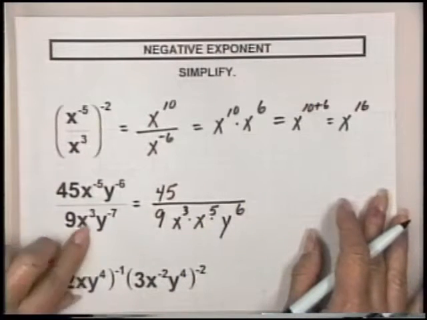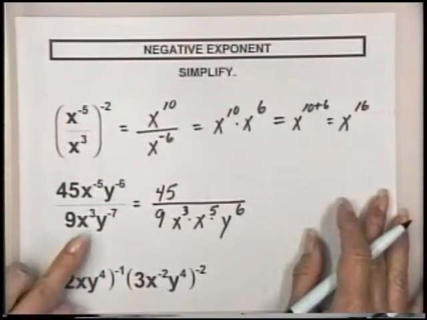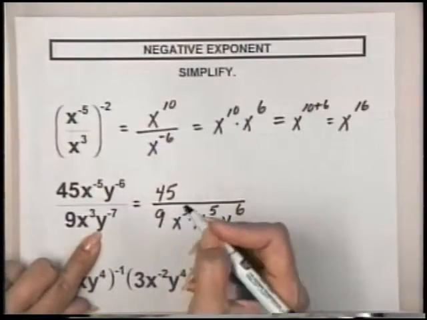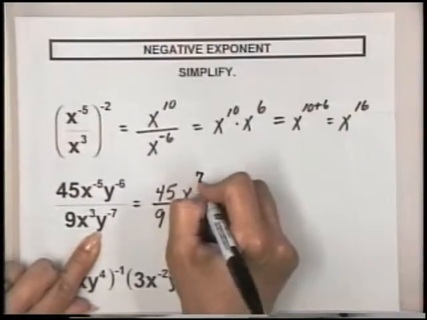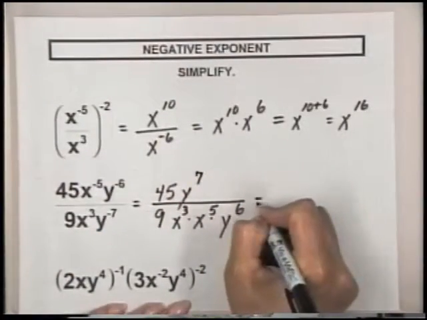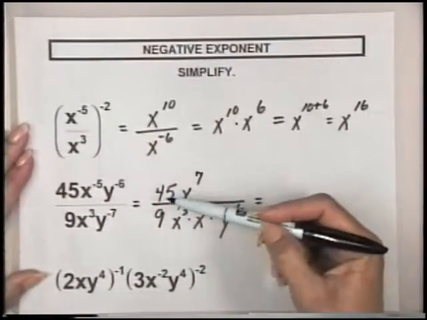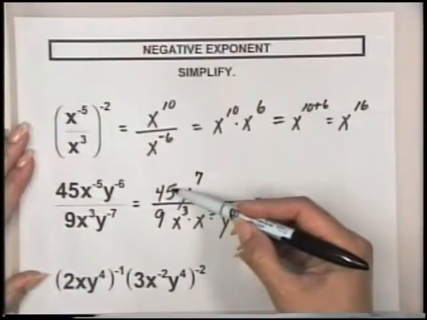My x cubed in the denominator will stay where it is because it's understood it does have a positive power of 3. My y to the negative 7th power will move to the numerator as y to the 7th. That's because it has a negative power. Now let's see what operations I can perform.